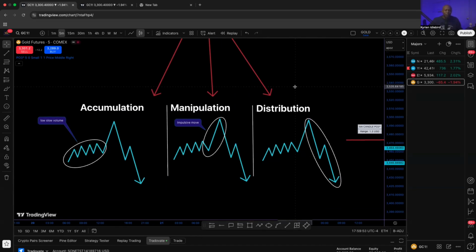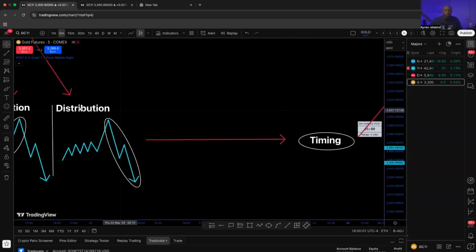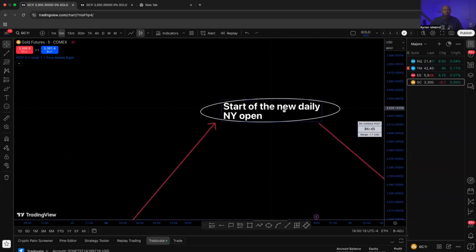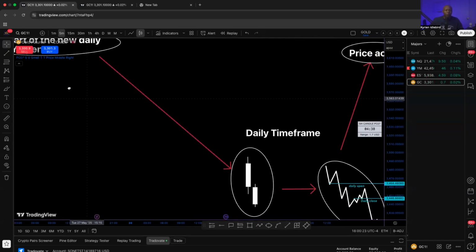Now, you know what AMD is and the three waves of the process, but there's something that is super, super important. Timing. You need to know what time to be looking for and when it works best. I personally will be looking at gold because this is what I trade, and the best time to trade gold would be during the start of the new daily and the New York Open, right?